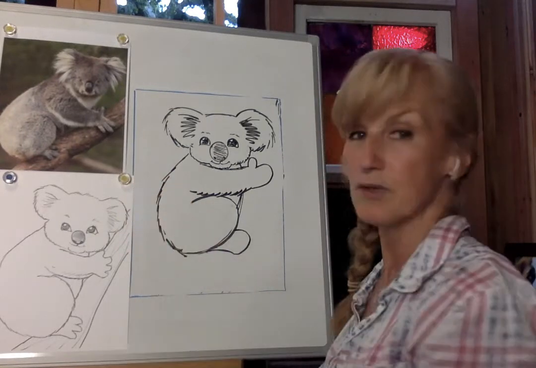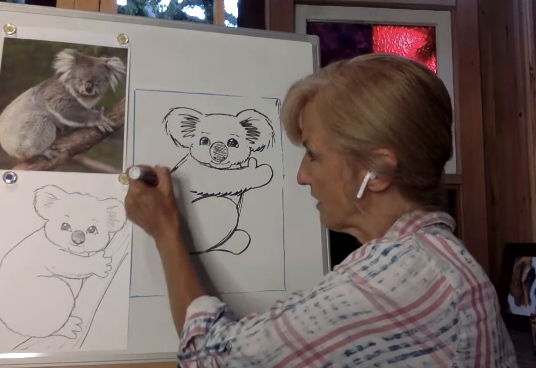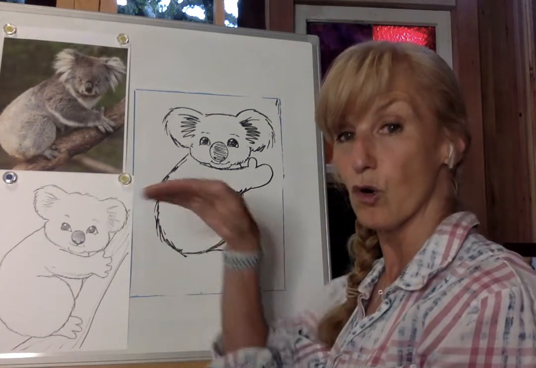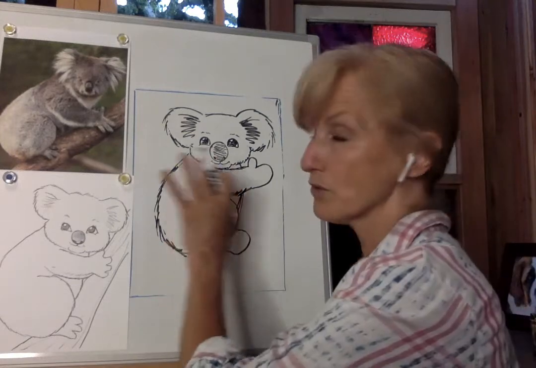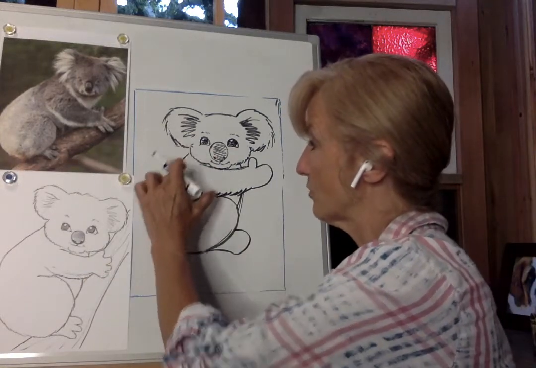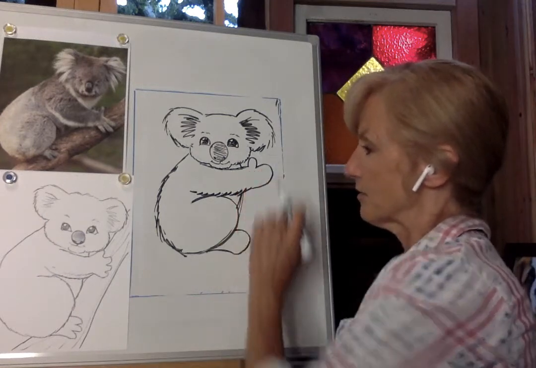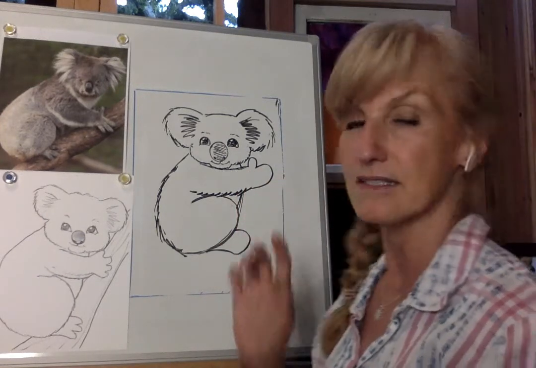So you notice when I'm doing his fur, I'm just kind of taking my pencil and scratching it around the sides like this. Fur always grows down. It never grows straight out. So you always want to be following the curve of the body. Next, I'm going to show you how to make the hands for the koala.